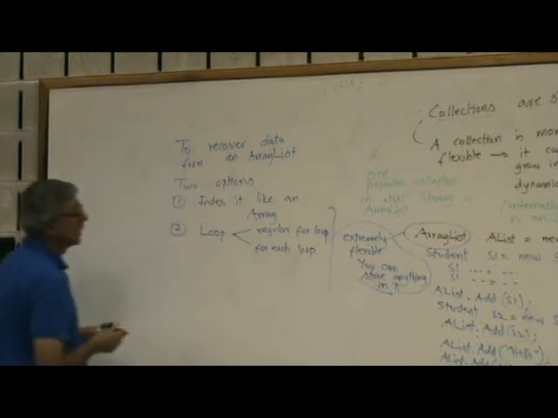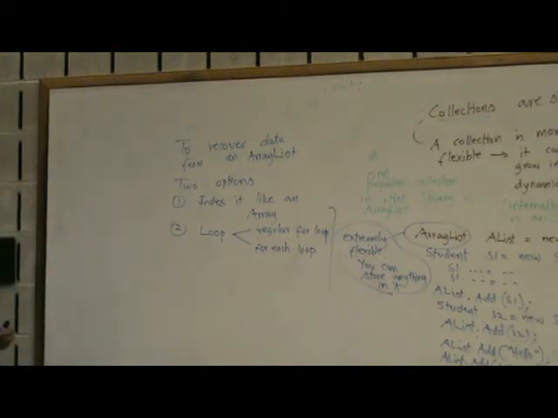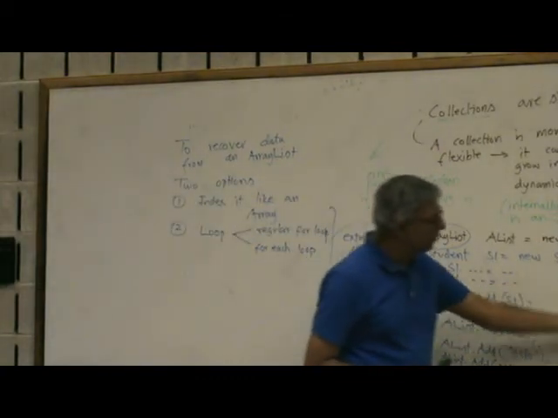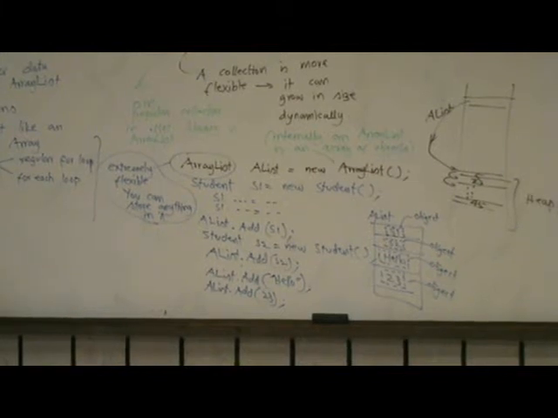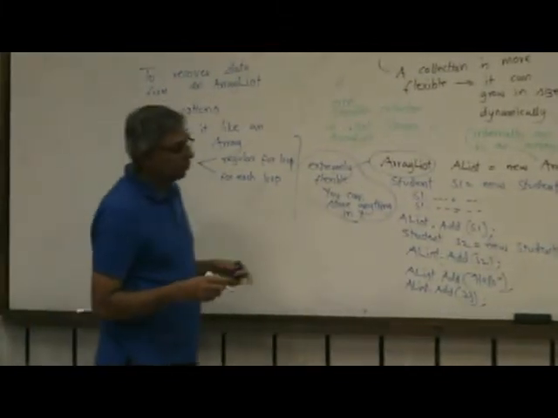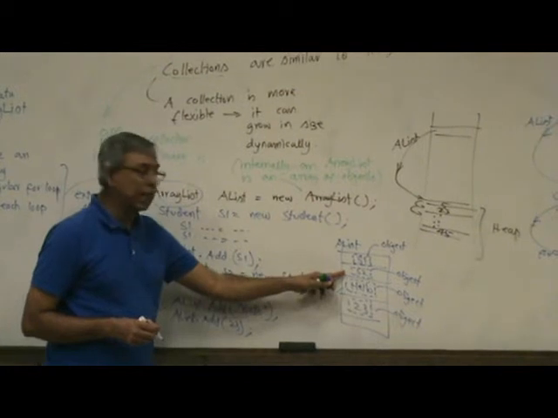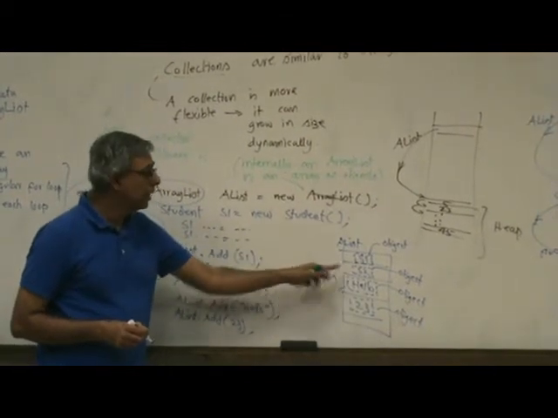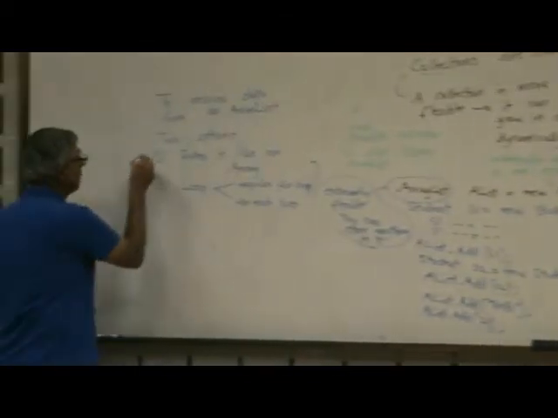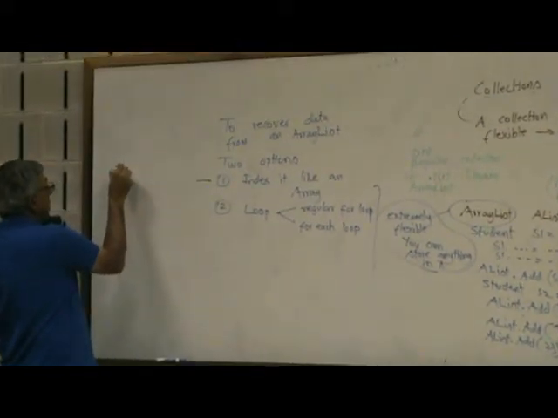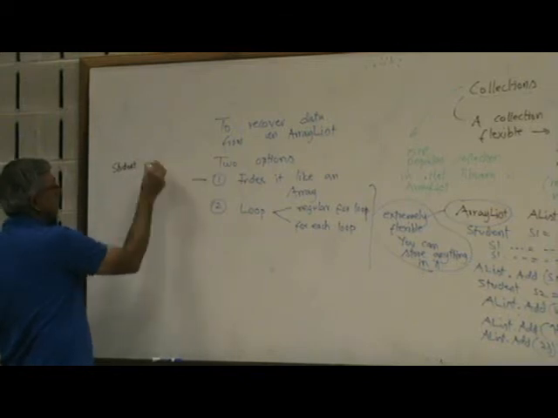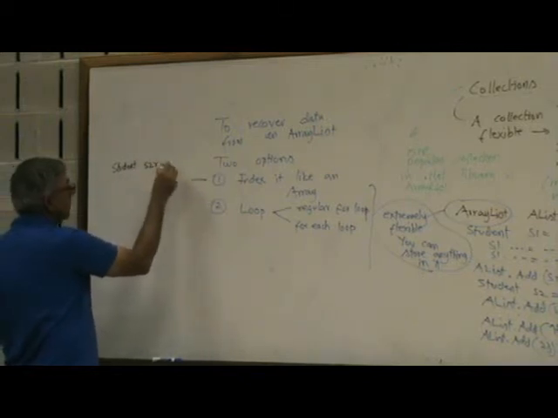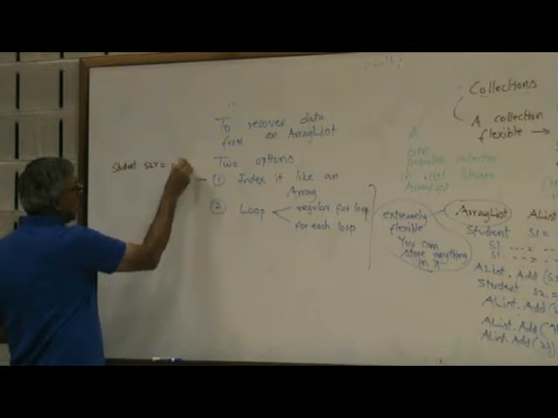So I will introduce this foreach loop to you in a second. To give you an example, if you wrote the code like you see over here, I could write the code, for example, to recover the second student from here. I could say student S2R equal to a list of 2.